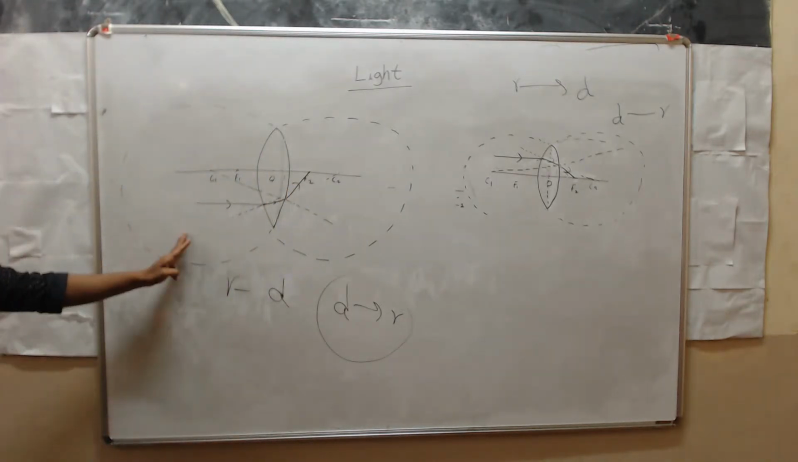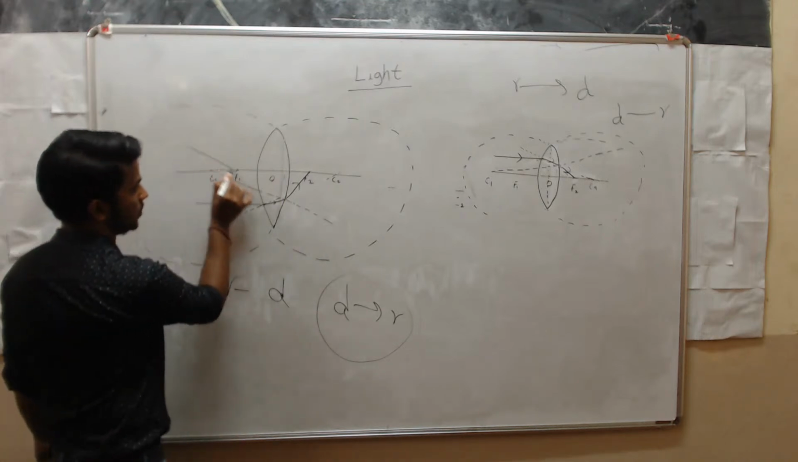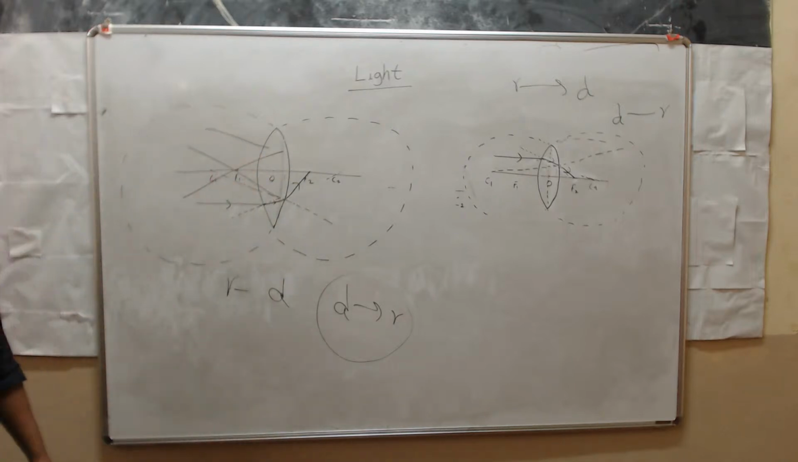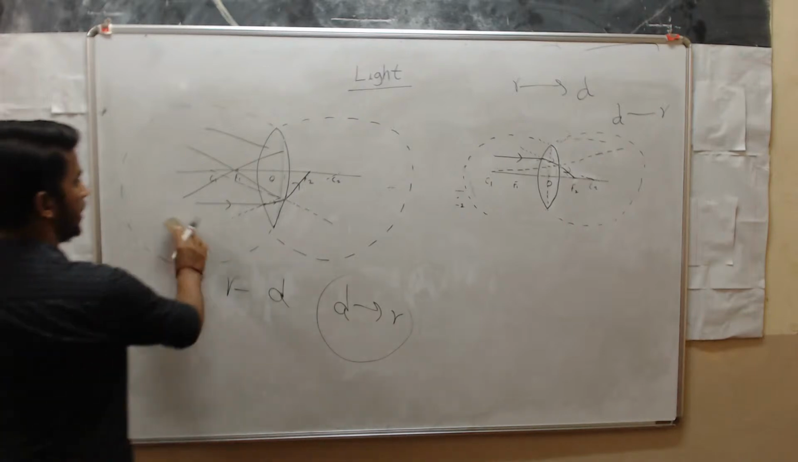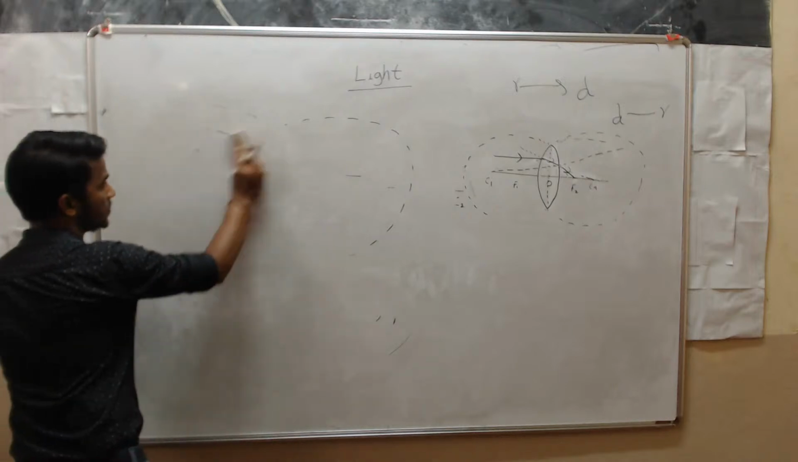Okay, see, here I am passing rays of light parallel to the principal axis. Suppose I pass like this, like this, like this. You'll see later how the rays move after refraction. Next, this is the refraction of light in a convex lens.